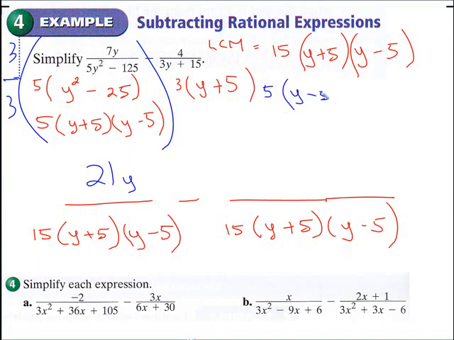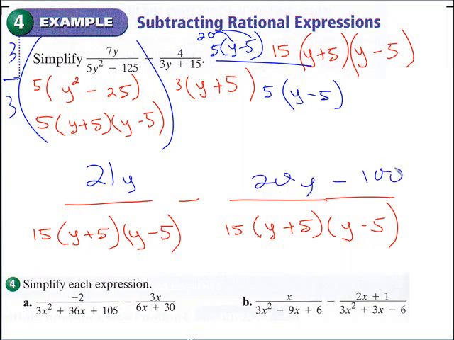Let me erase this real quick. This is a 5 and a y minus 5. So this is what we're multiplying top and bottom by. So when you're doing this right here, you multiply the 4 times the 5, that'll give you 20, and then distribute the 20 into these two. So you end up with 20y minus 100.